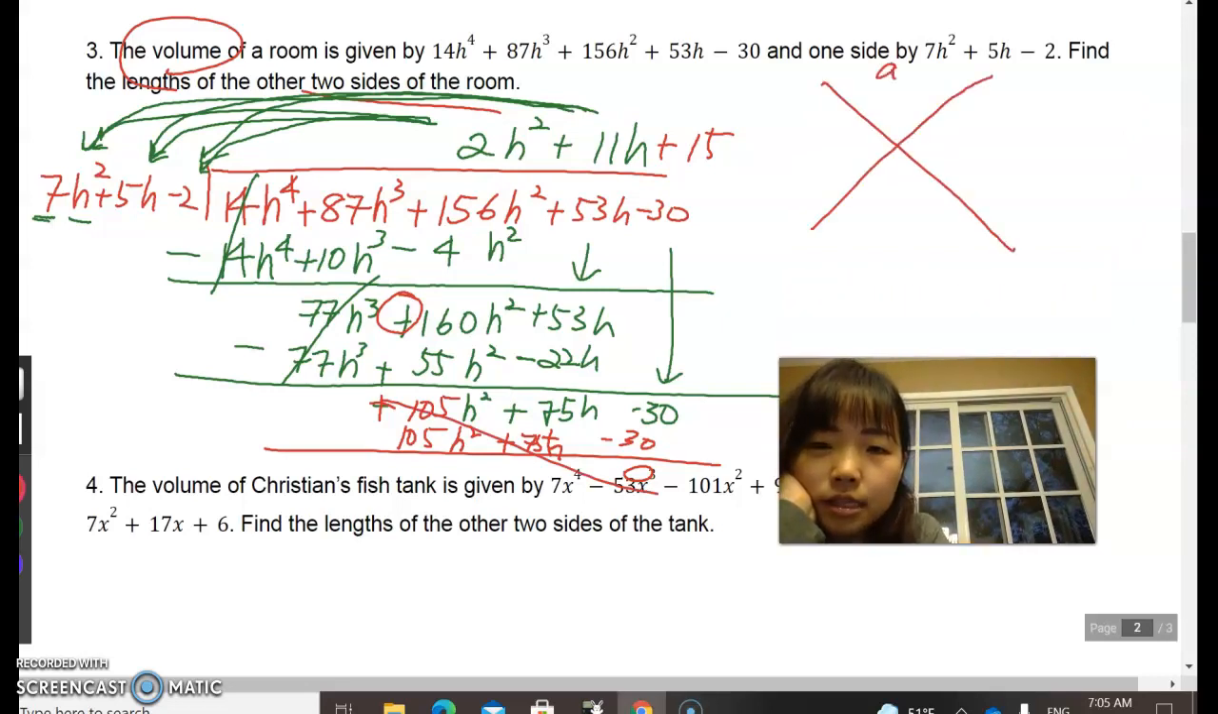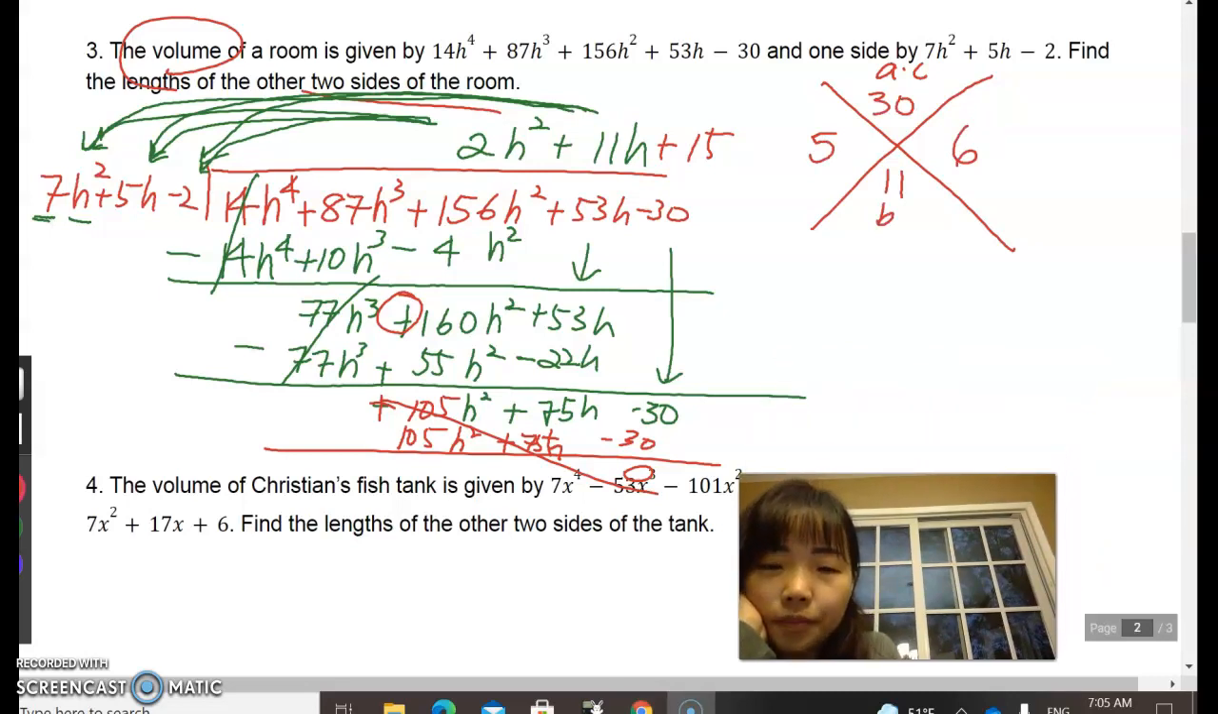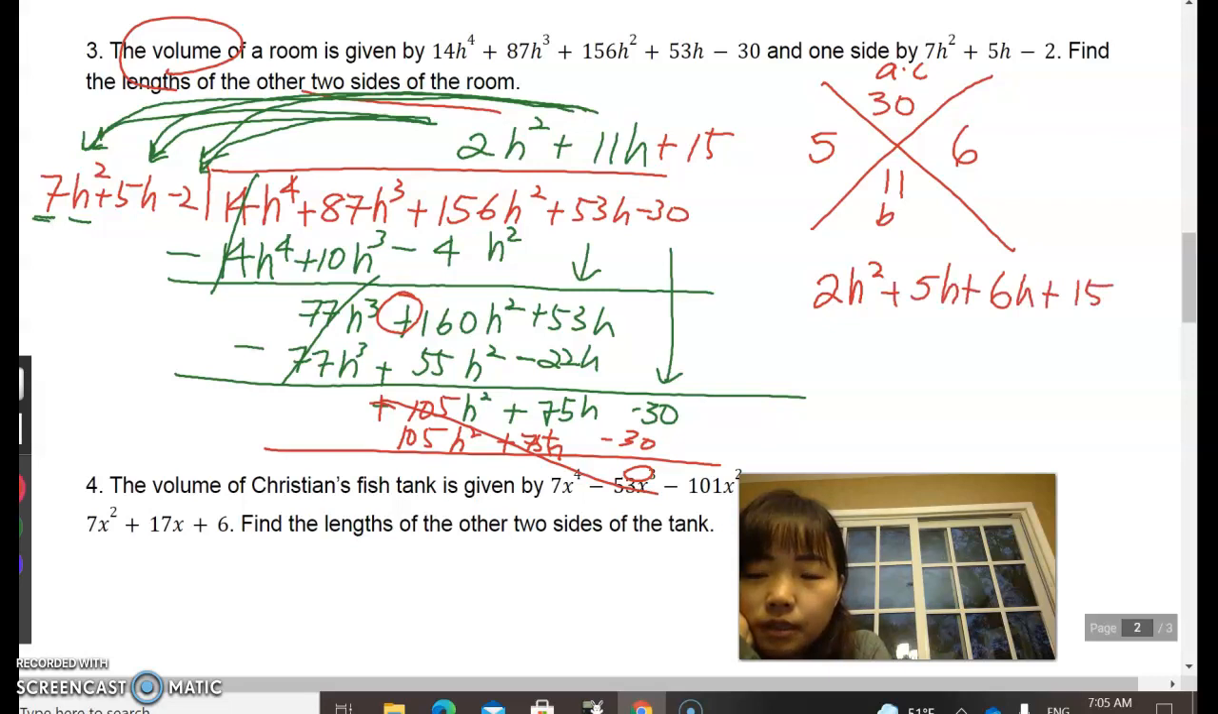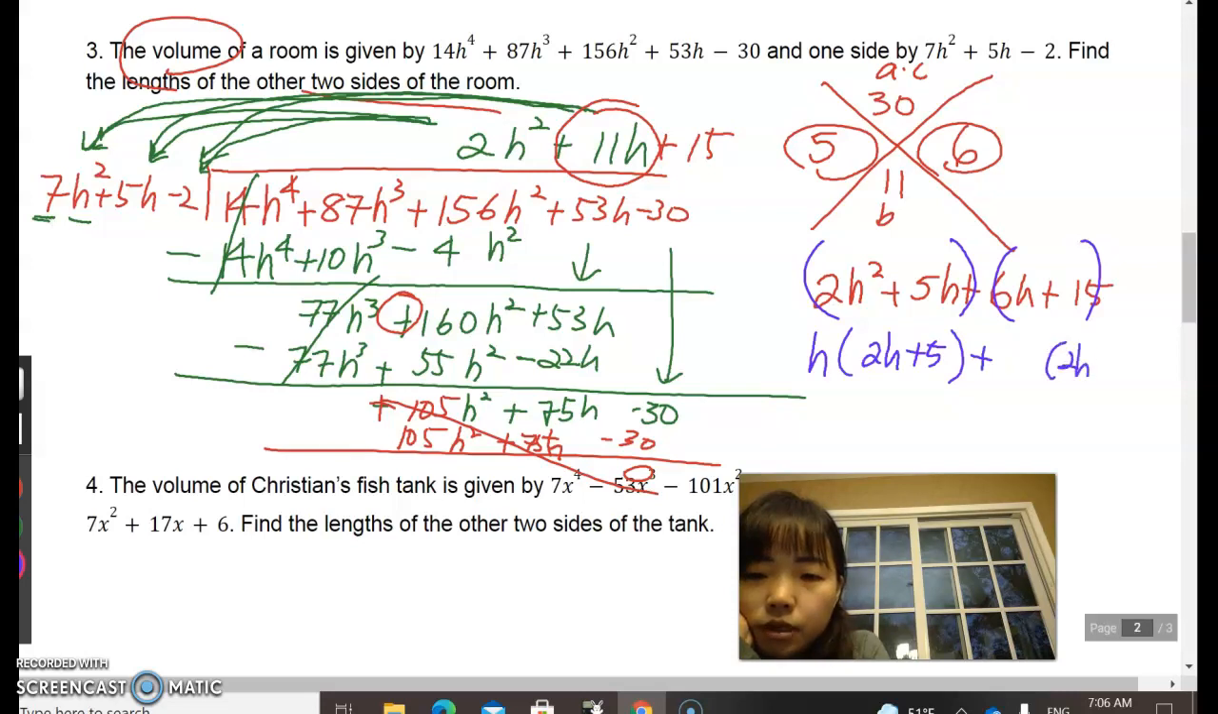Okay, we gotta do the x. AC, we have 30. B, 11. At least this was easy. 5 times 6 is 30. Got it. So we write it as 2h squared plus 5h plus 6h plus 15. We just split the middle into the 5 and the 6, right? Then I did 2 things at a time. 2h plus 5 and h plus 3.